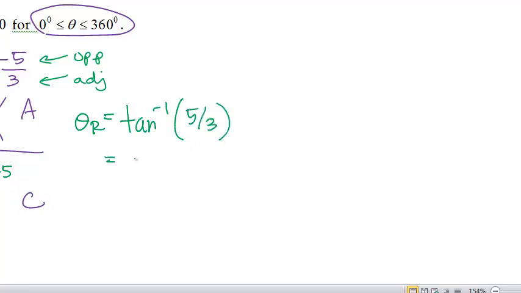Okay, so what I get when I do this in my calculator, I'm going to make sure I'm in degree mode because my answer should be in degrees. So inverse tan of 5/3 gives me 59 degrees.